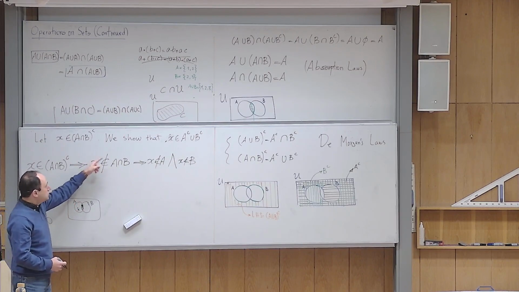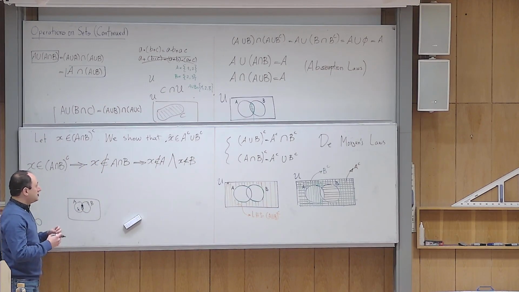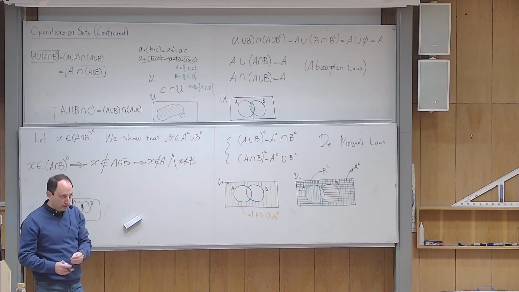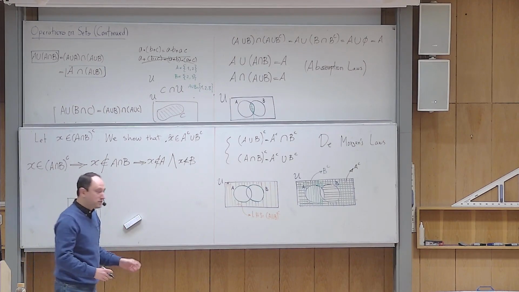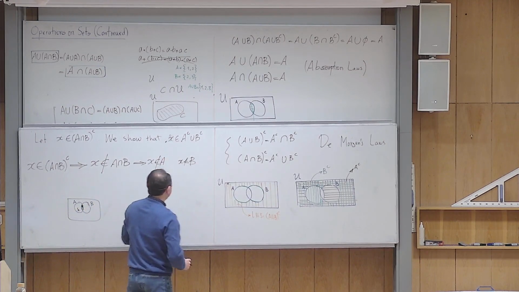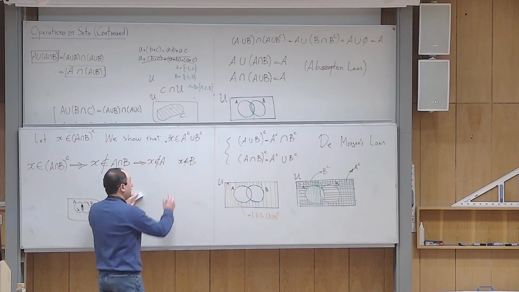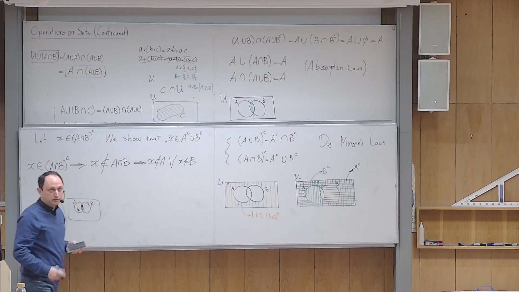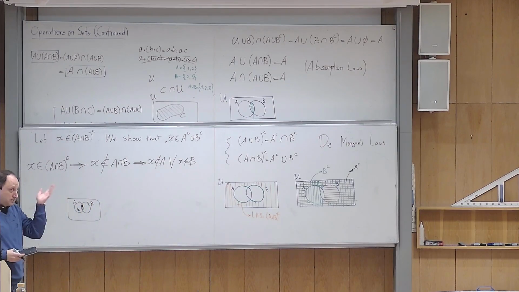So if X is not in the intersection, it is not 100% guaranteed that X is neither in A nor in B. But it is 100% guaranteed that X is either not in A or not in B. Extremely important to write "or." Understandable or not?